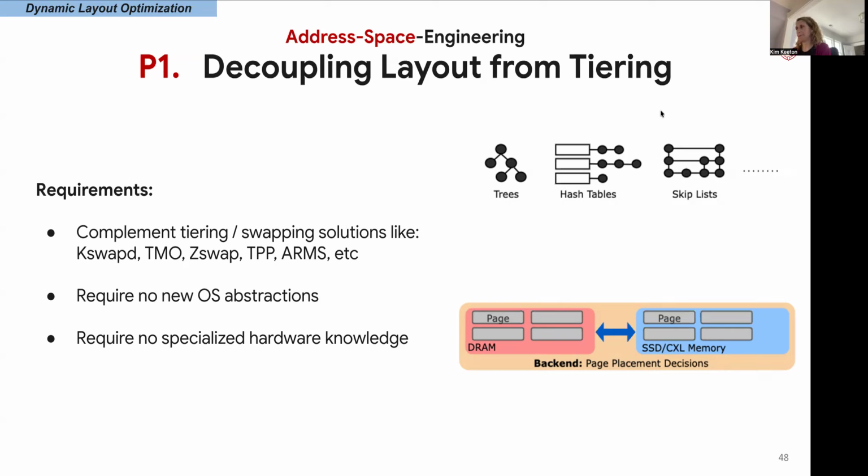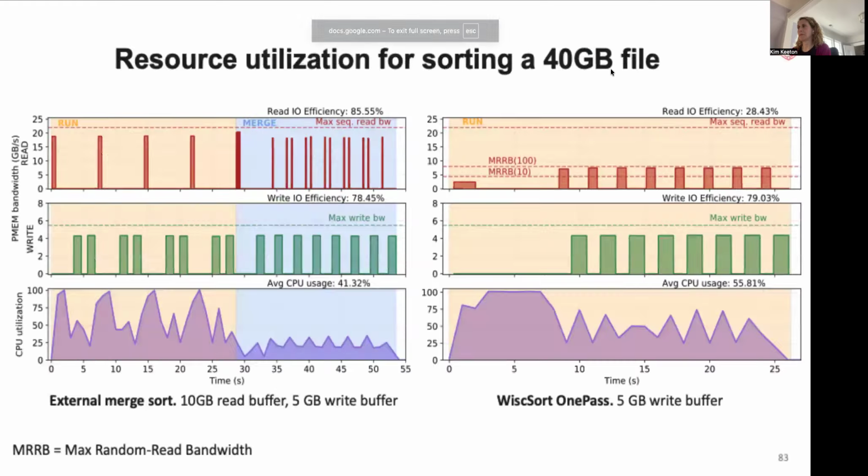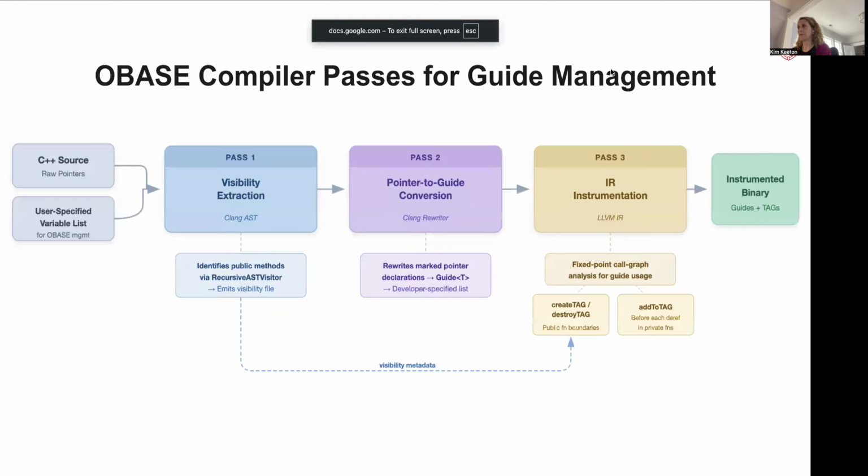Right now, if you want to support a data structure in our system, you have to specify which variables of your data structure you want us to manage for you, this management of objects. But if I have an existing code base like memcached, my question would be, how much work would it be to convert memcached to using OBASE?